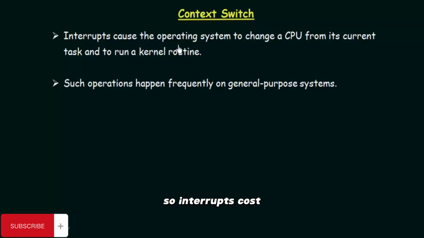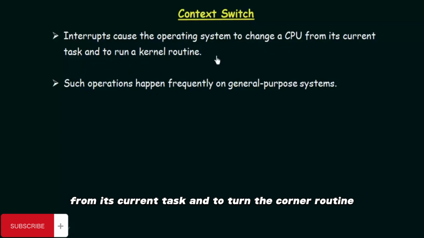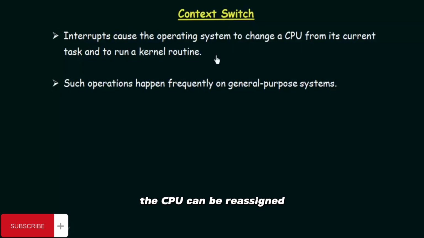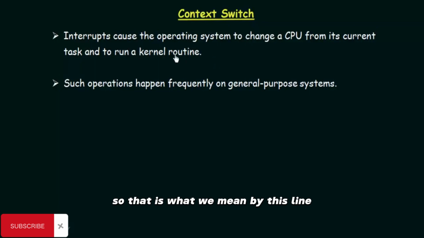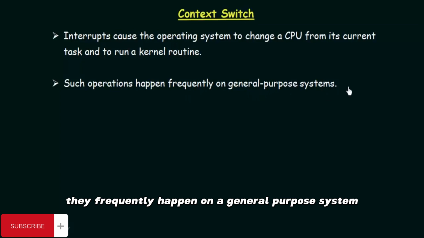So interrupts cause the operating system to change the CPU from its current task and to run the kernel routine. What does this mean? We know that when processes are being executed, the CPU is assigned to that particular process. So when an interrupt occurs, the CPU has to be assigned to the thing that is causing the interrupt, so that it will be executed first. And when that is completed, the CPU can be reassigned back to the process that was previously being executed. So that is what we mean by this line. And such operations frequently happen on a general-purpose system.